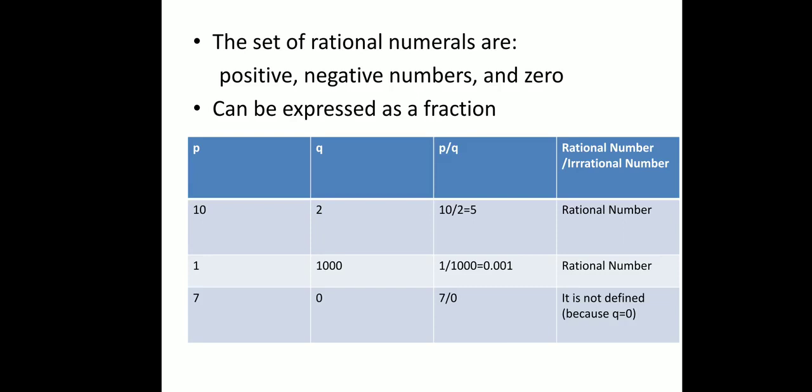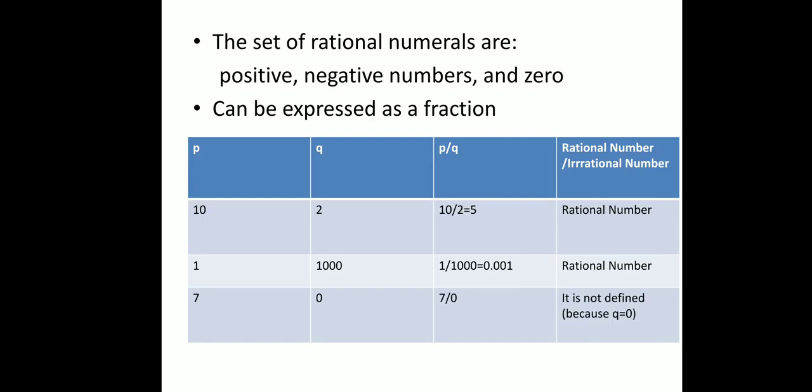Next comes if P is equal to 7 and Q is equal to 0. Now let us see whether P is an integer. Yes, definitely P is equal to 7, so it is an integer. Q is equal to 0, it is again an integer.